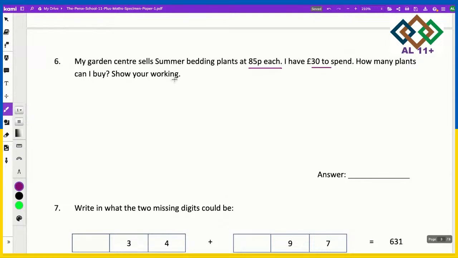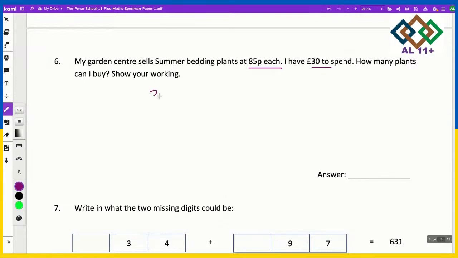Show your working. Remember, if you're doing private school papers, they normally give marks for the working out. But in grammar schools, you only get marks for the right answer. They don't give marks for your working out if you're doing two stages paper. And if you're doing only one stage, that's multiple choice.